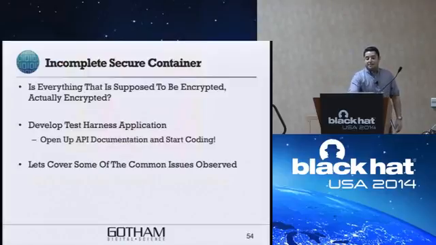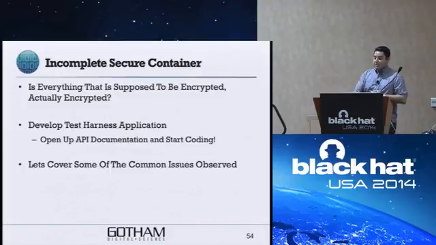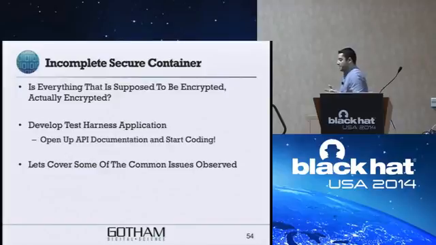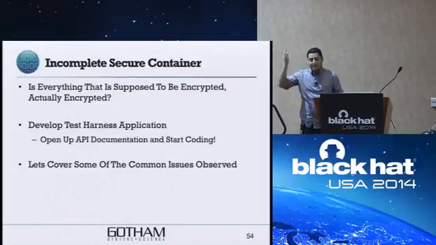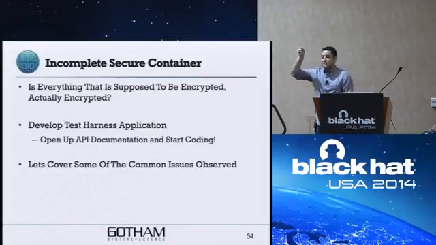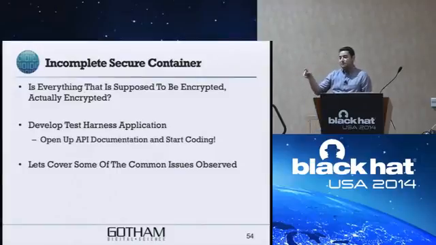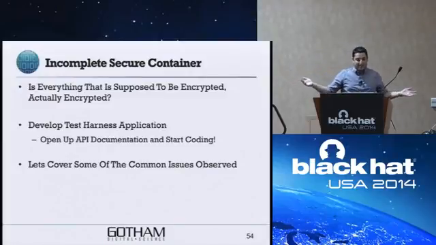Incomplete secure containers. Everything that is supposed to be encrypted should be encrypted. So what was our approach to finding these types of issues? We developed a test harness. We cracked open documentation, looked at all the APIs, and said, all right, this probably writes some data, this writes data, that might cache data, that caches data. We wrote test harness applications and then got them wrapped, and then we see what got stored in plain text and what didn't.